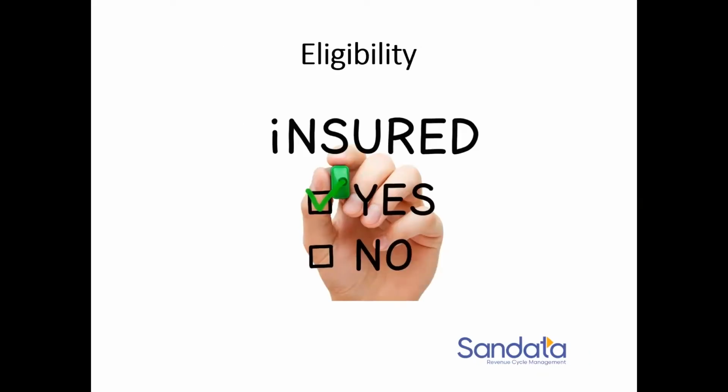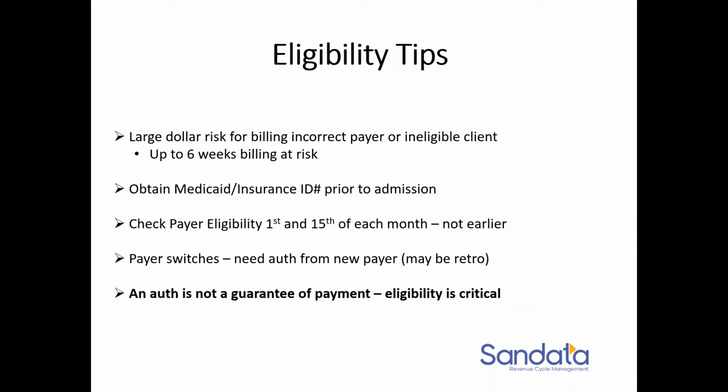Let's talk about eligibility. So eligibility, enormously important. What payer am I billing for this client? So absolutely a very high dollar risk. So if a payer is taking 6 weeks to turn around their payments to you, and you billed the wrong payer, you've billed for 6 weeks to the wrong place. Now you have to scramble to get those 6 weeks billed to the right place before timely filing runs out.